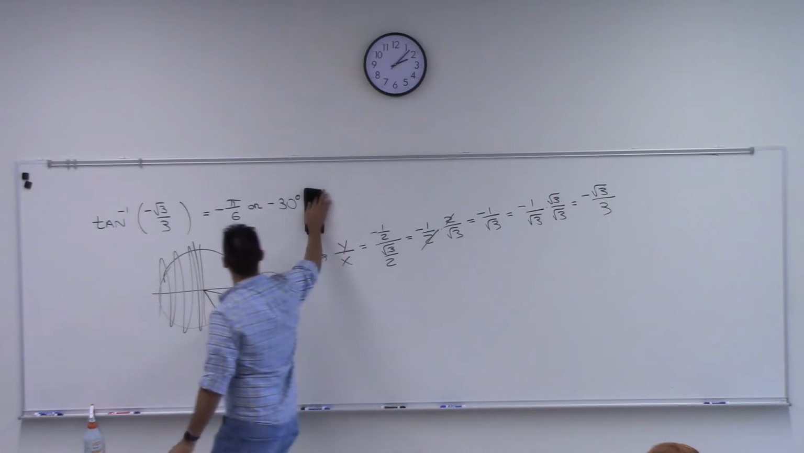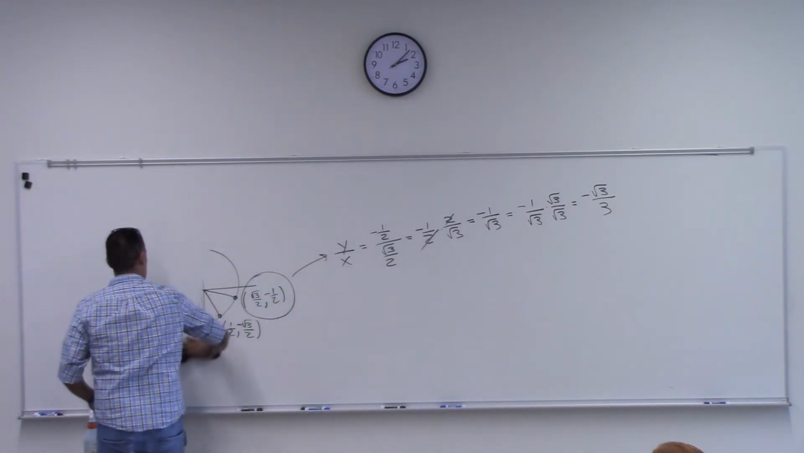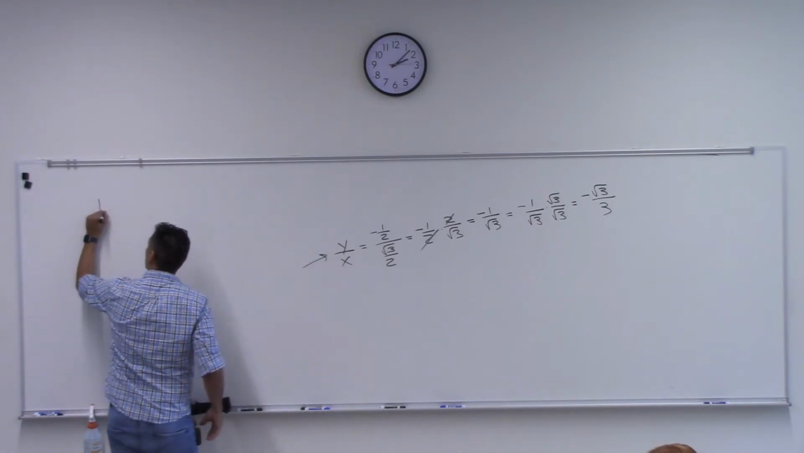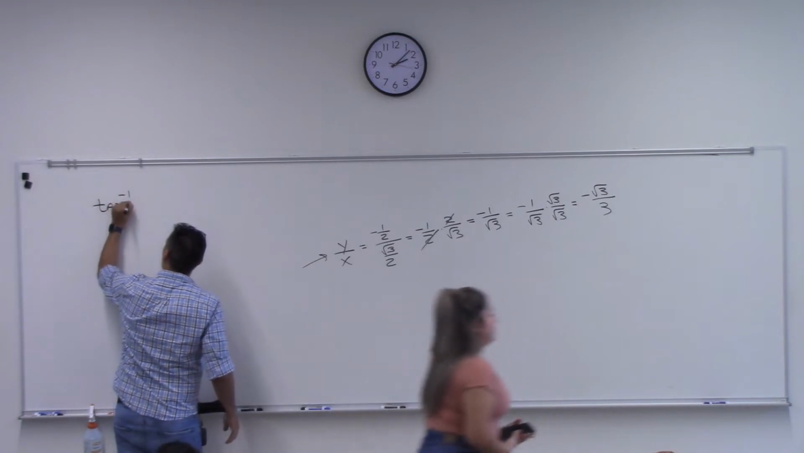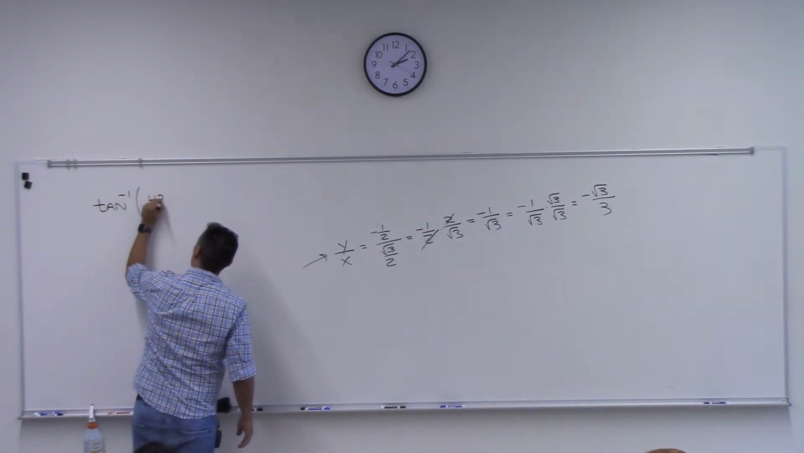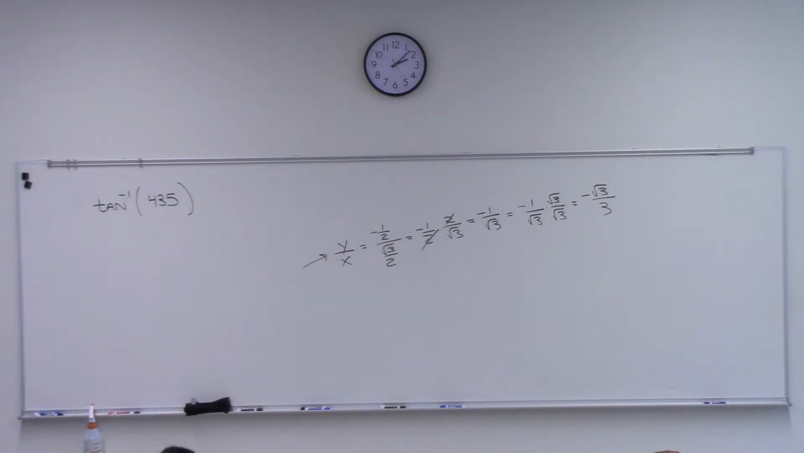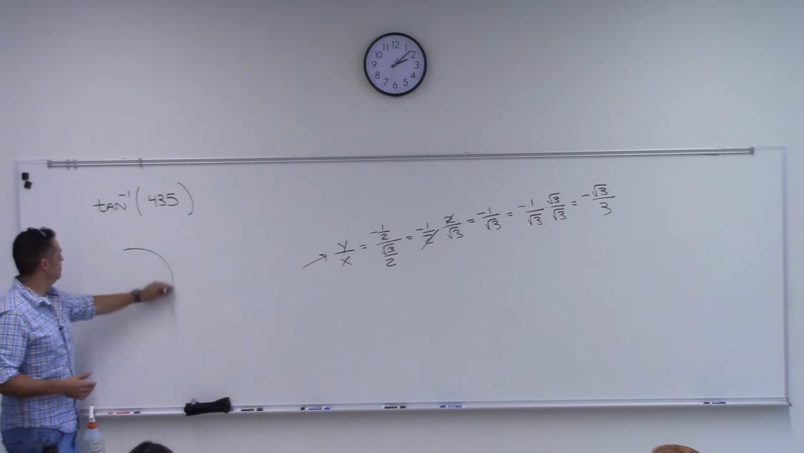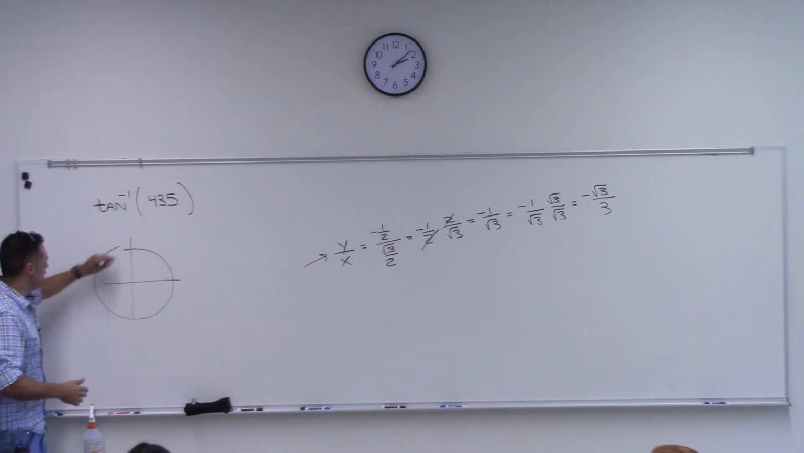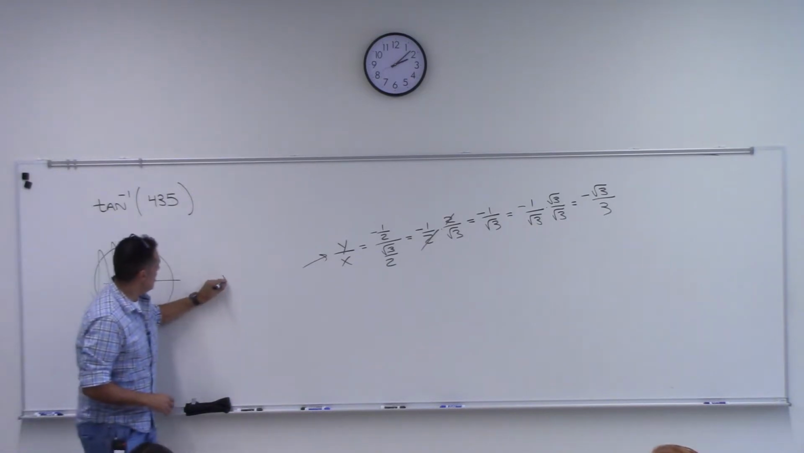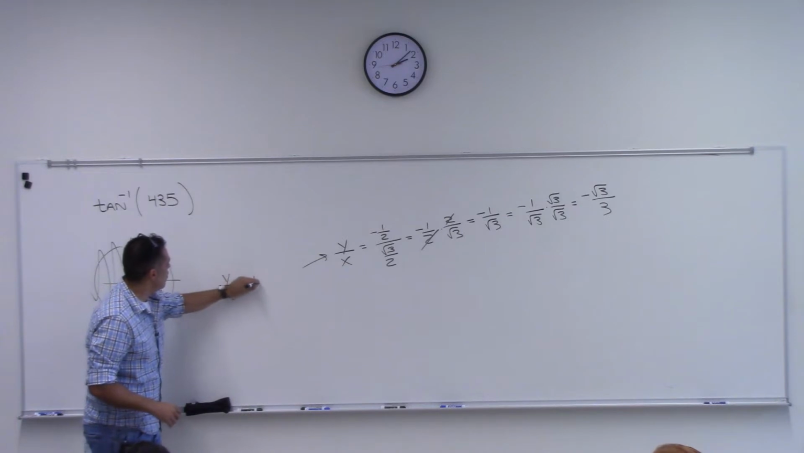Just do it here. How about inverse tangent of 435? Not degrees, just 435. That's saying where on the unit circle, looking only in the first and fourth quadrants, is the ratio of the y divided by the x equal to 435.